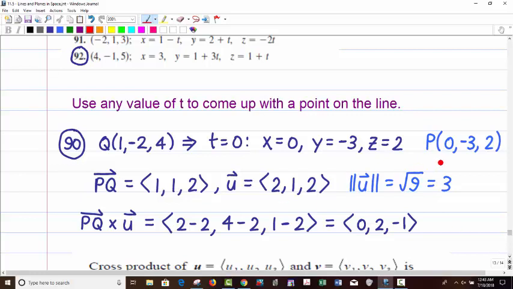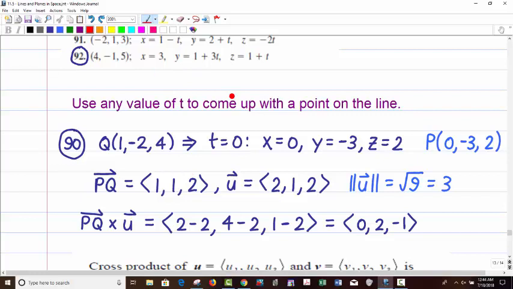So that means the PQ vector then would be Q minus P, but the other order, same thing with the equation of the plane, PQ or QP doesn't make a difference. But if I'm labeling PQ, I should do it the right way, obviously. You could have reversed it and it wouldn't have mattered. So PQ: 1 minus 0 will be 1, -2 minus -3 is 1, and then 4 minus 2 will be 2. So you have 1, 1, 2.